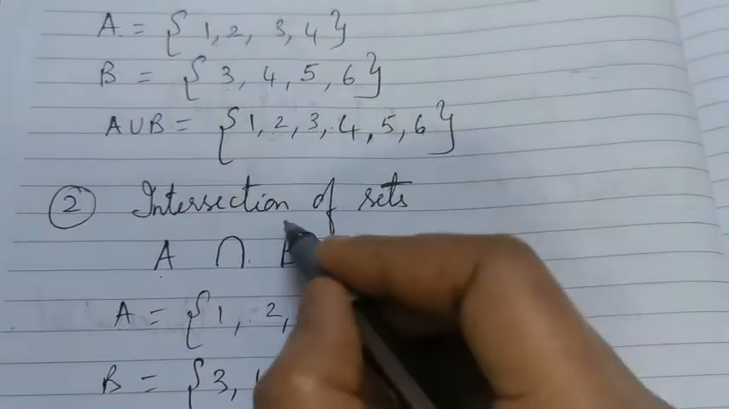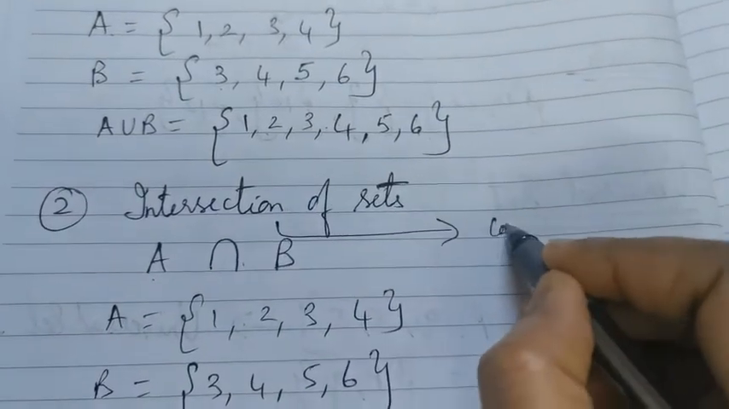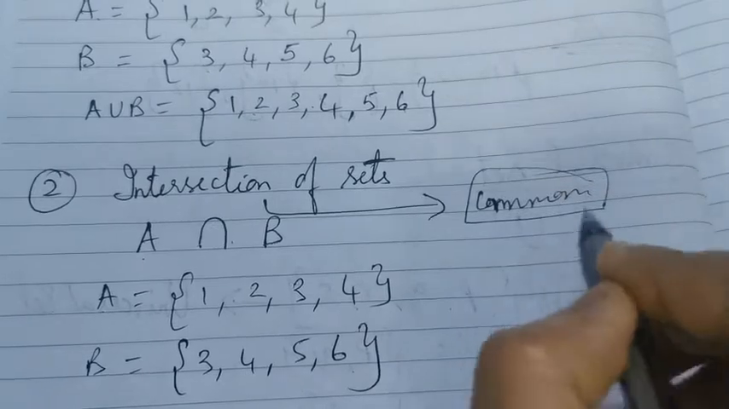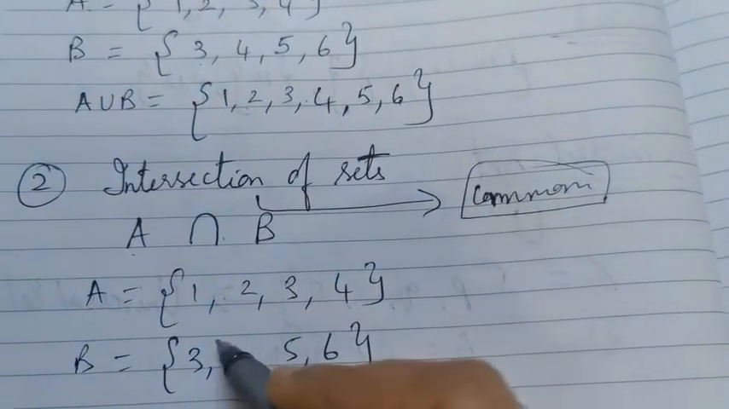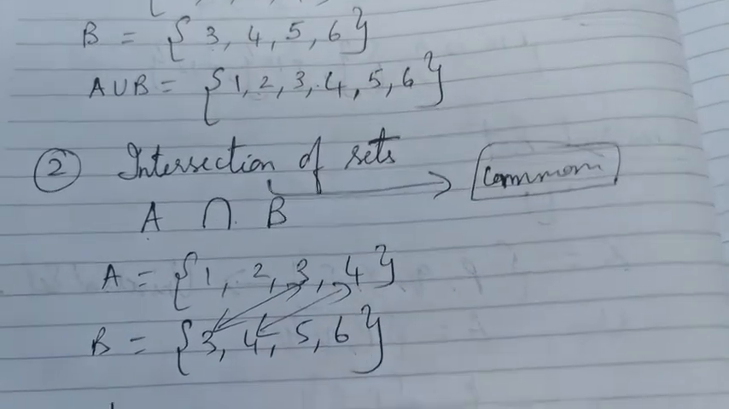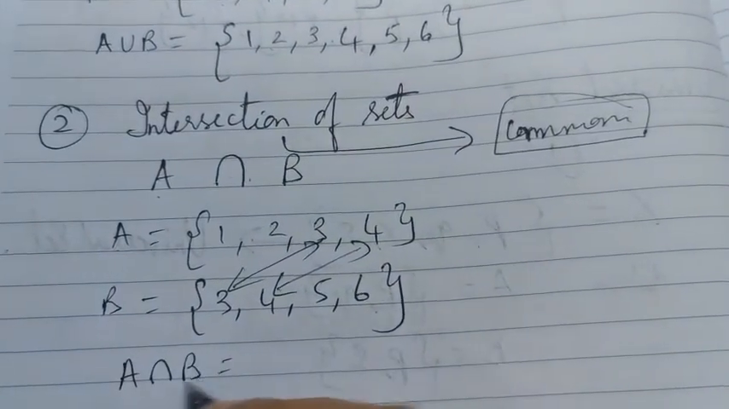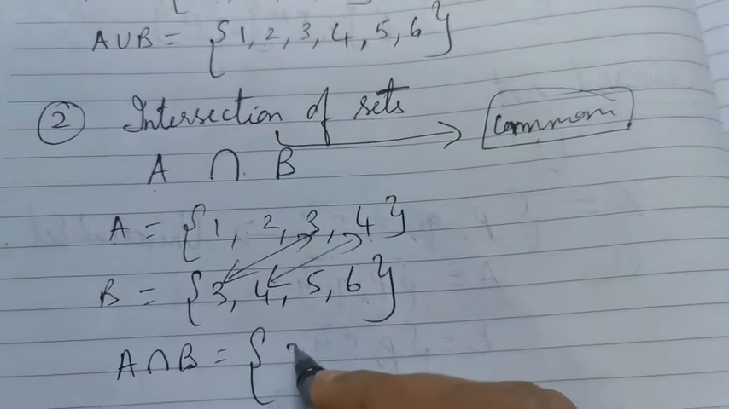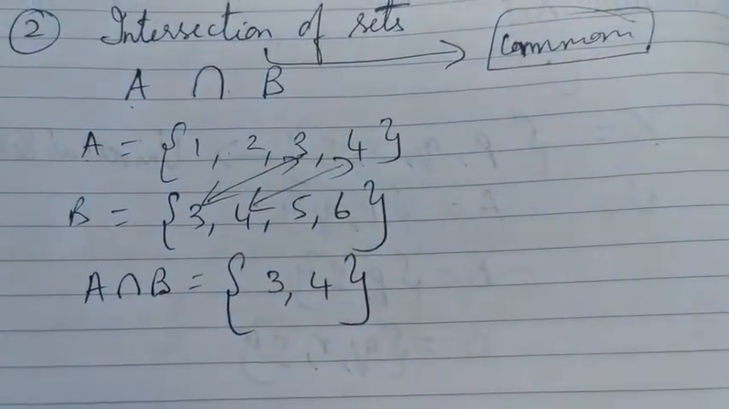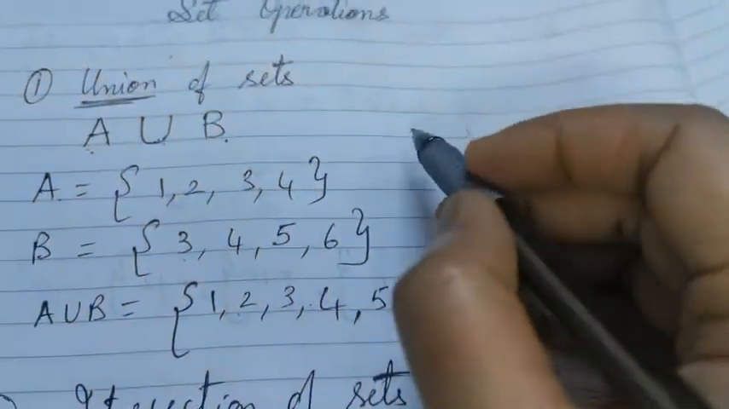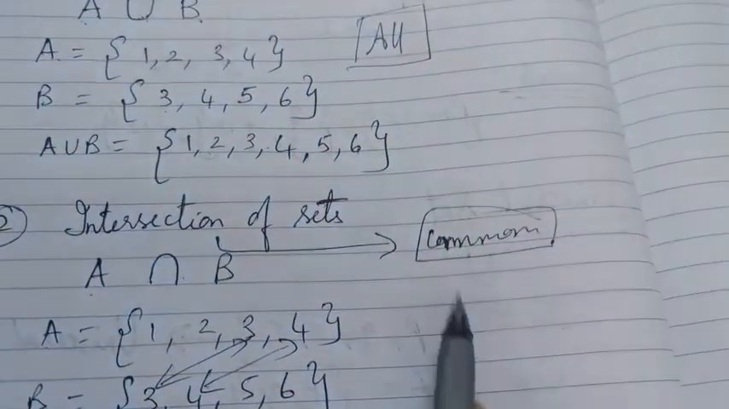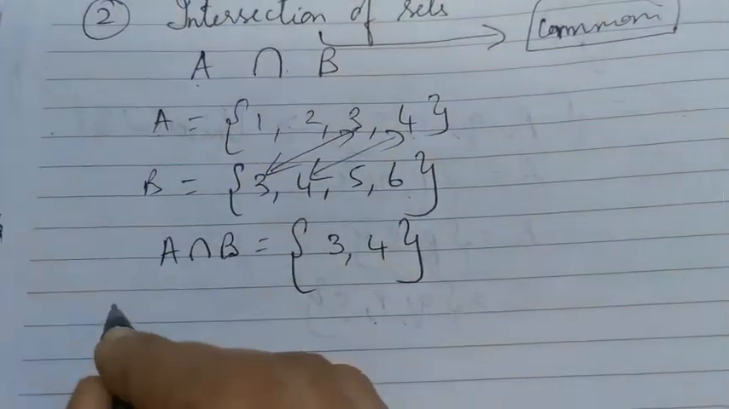Now intersection means common, where they meet. So they will meet only at the common points. So what is common here? 3 and 4. So A intersection B will have only the common elements. Alright. So union means you will write all the elements. Intersection means only the common elements.